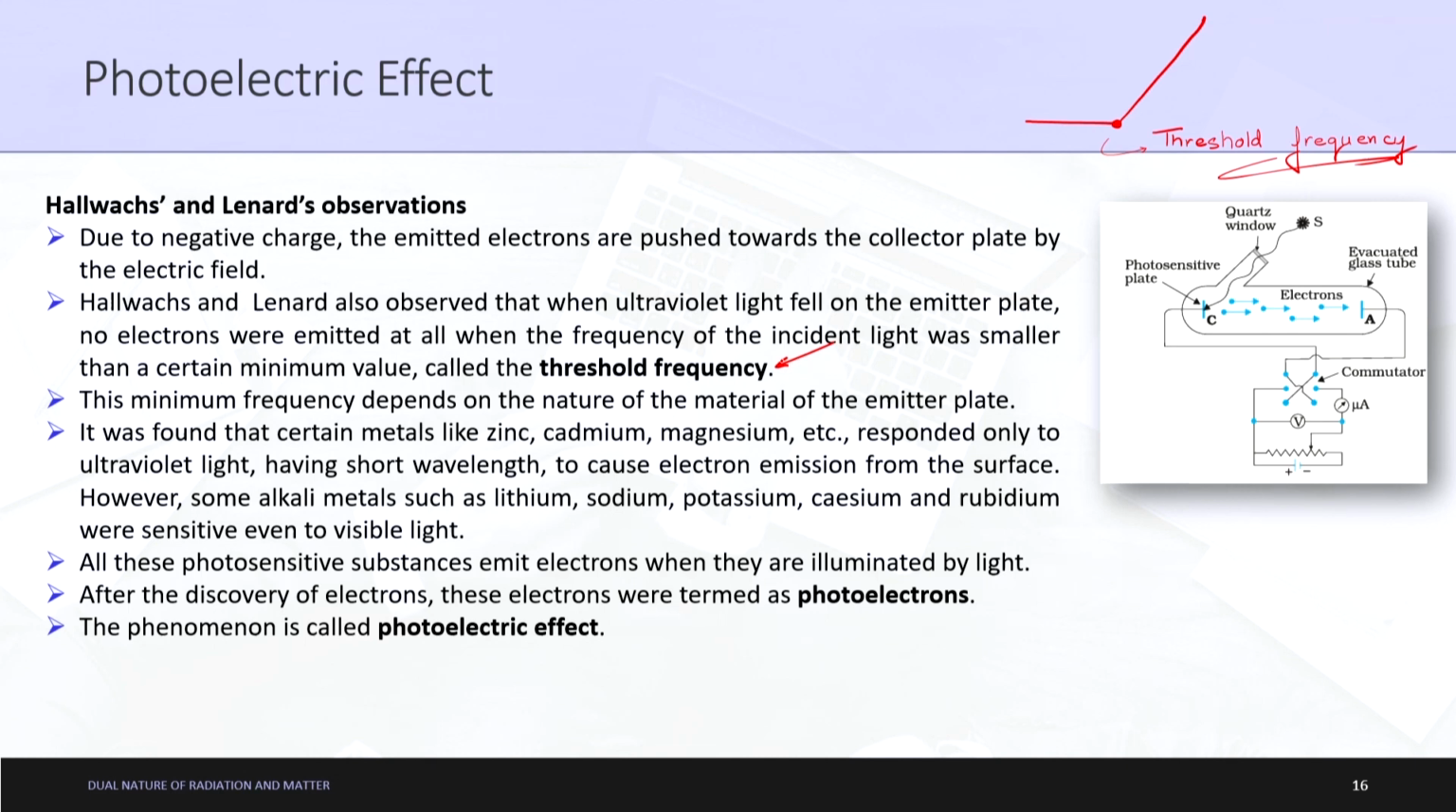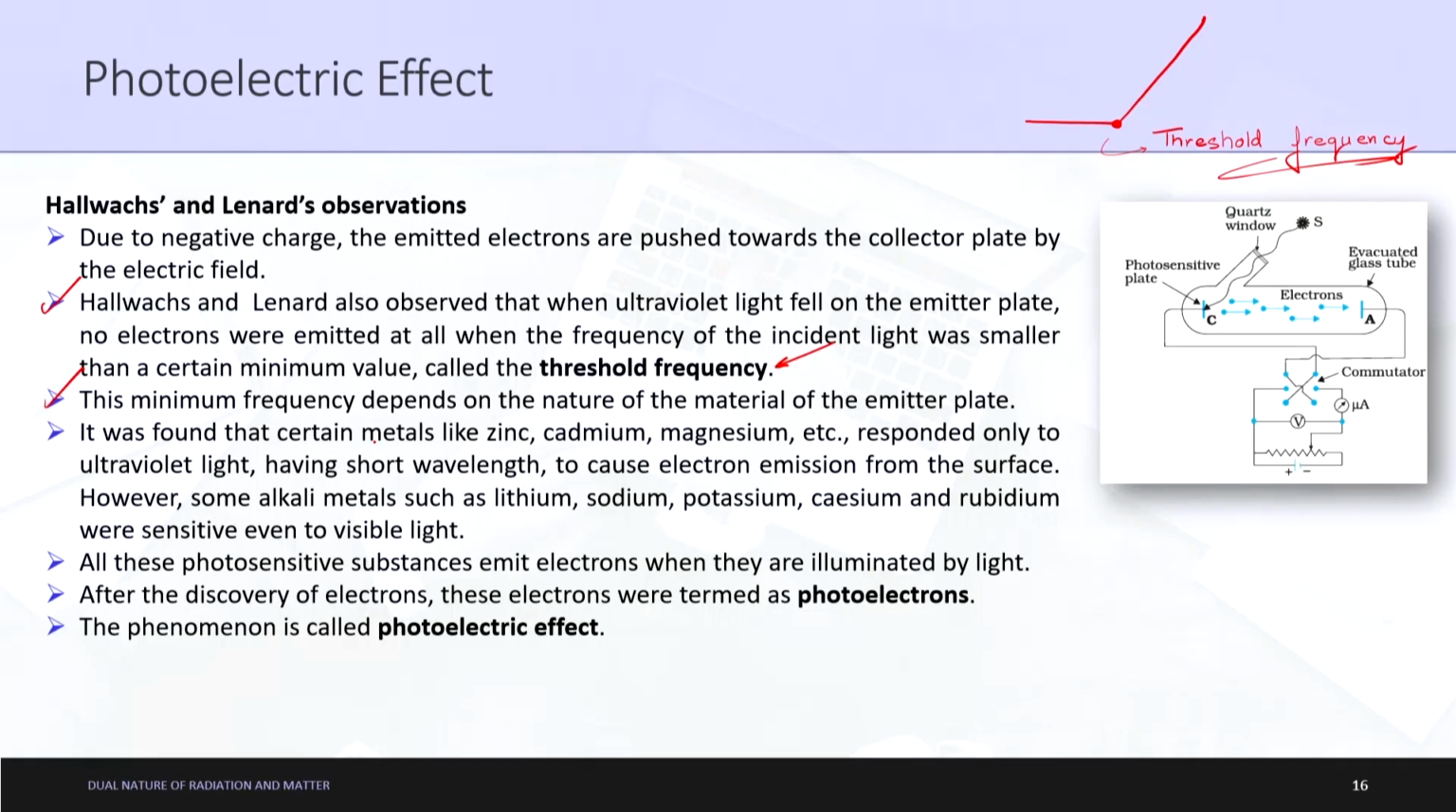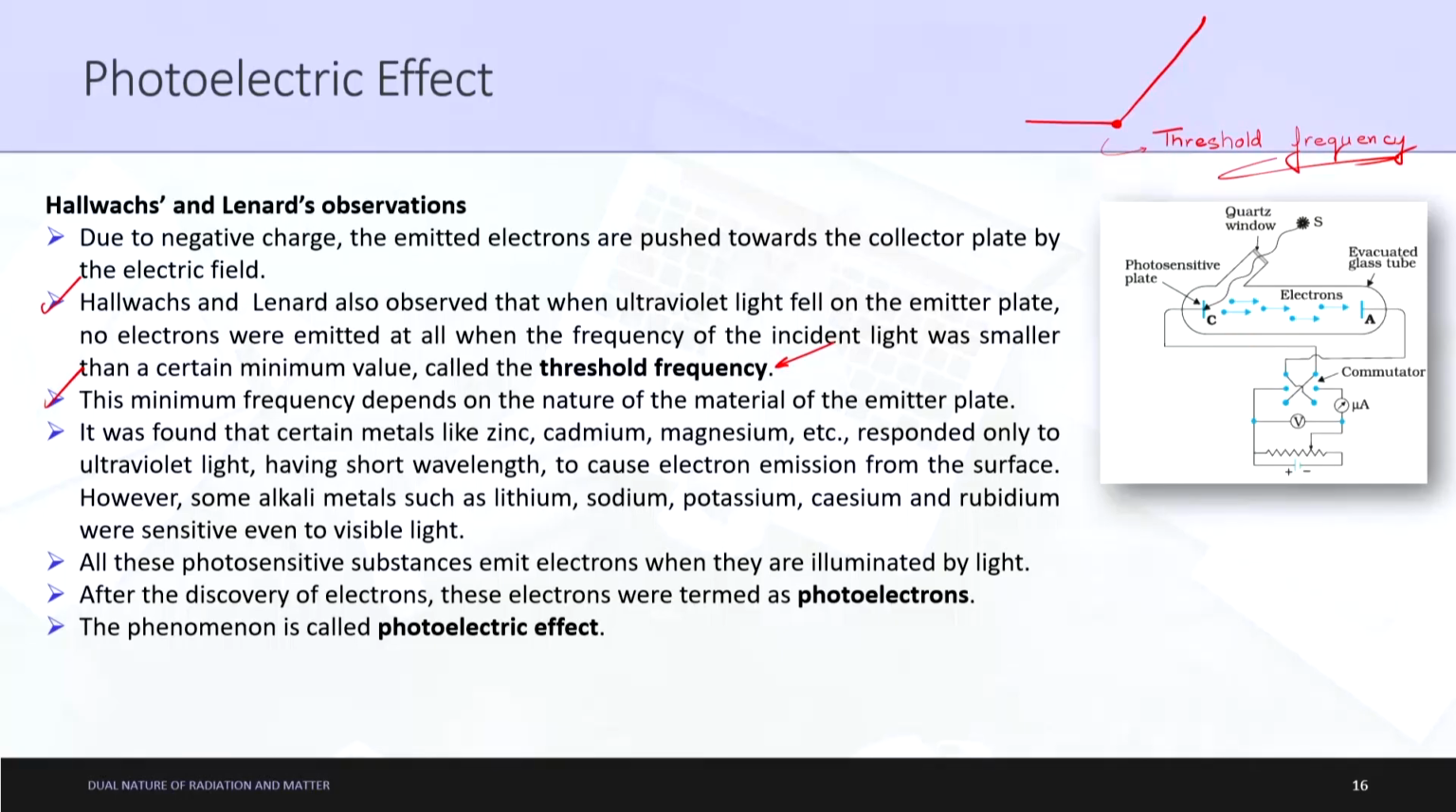Okay. So this minimum frequency depends on the nature of the material of the emitter plate, quite evident because it changes. It depends on the work function, it depends on the material, whether it is cesium, whether it is platinum, etc. Please remember because sometimes in very short answers this may be asked, which are the things which have a higher potential and which have a lower potential. So please look very carefully.